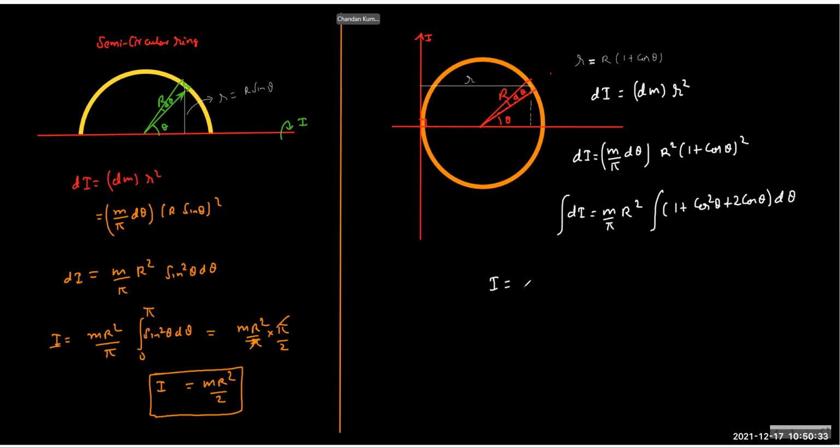Okay. So once you do this integration, what you get is 3 by 2 MR square. You can do it from 0 to 2 pi. So next we can do this question. I can show the previous page.